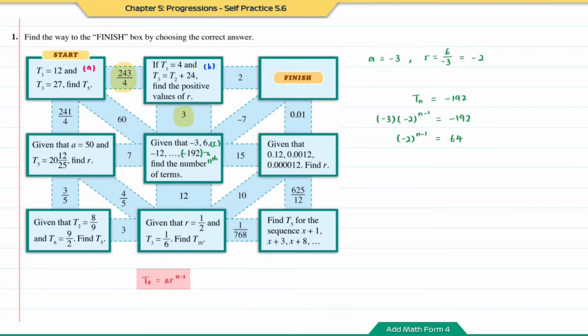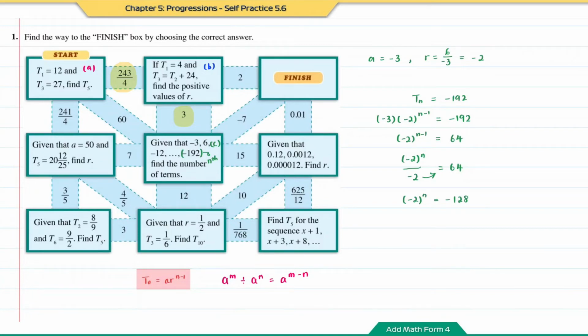Next, by referring to the law of indices, a to the power of m divided by a to the power of n is equal to a^(m-n). Therefore, I can write negative 2 to the power of n minus 1 as (negative 2) to the power of n divided by negative 2 to the power of 1. So this is equal to 64. Next, I'm going to move this negative 2 to the right-hand side. Therefore, I'm going to get negative 2 to the power of n equal to negative 2 times 64, which is equal to negative 128.